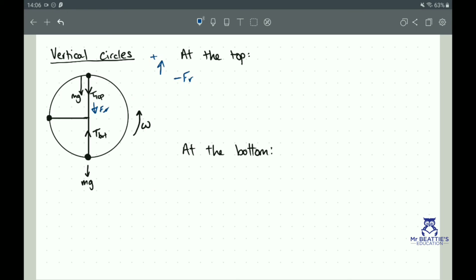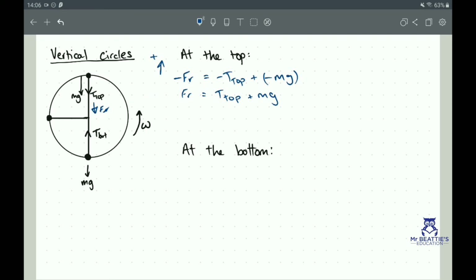So because it's acting downwards, it's going to be negative. So negative FR is going to be equal to negative T top plus negative mg, both of these acting downwards as well, because you're going to add them together since they're both acting in the same direction. Now because they're all negative, I'm just going to change them all to positive because they're all just going to work like that.